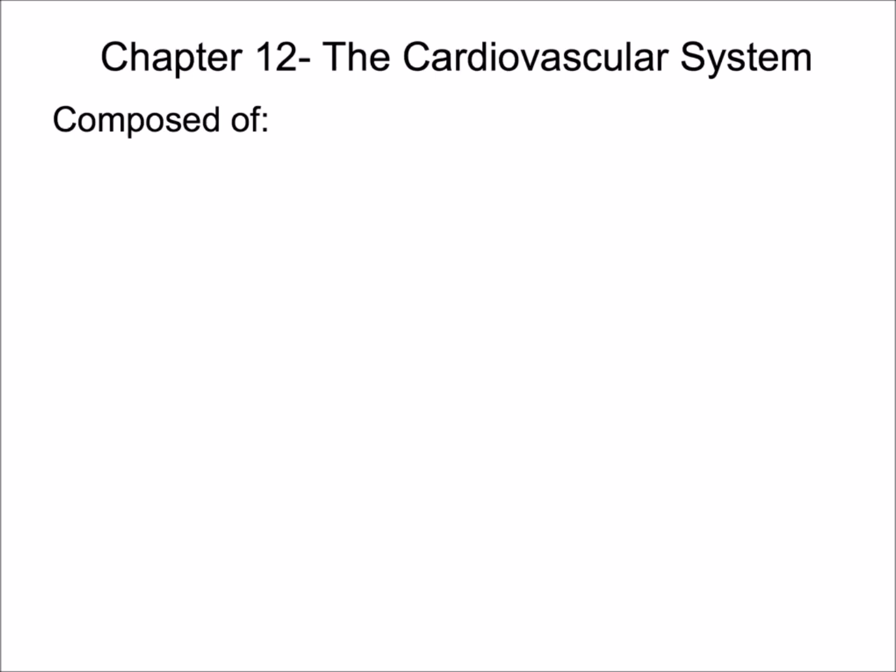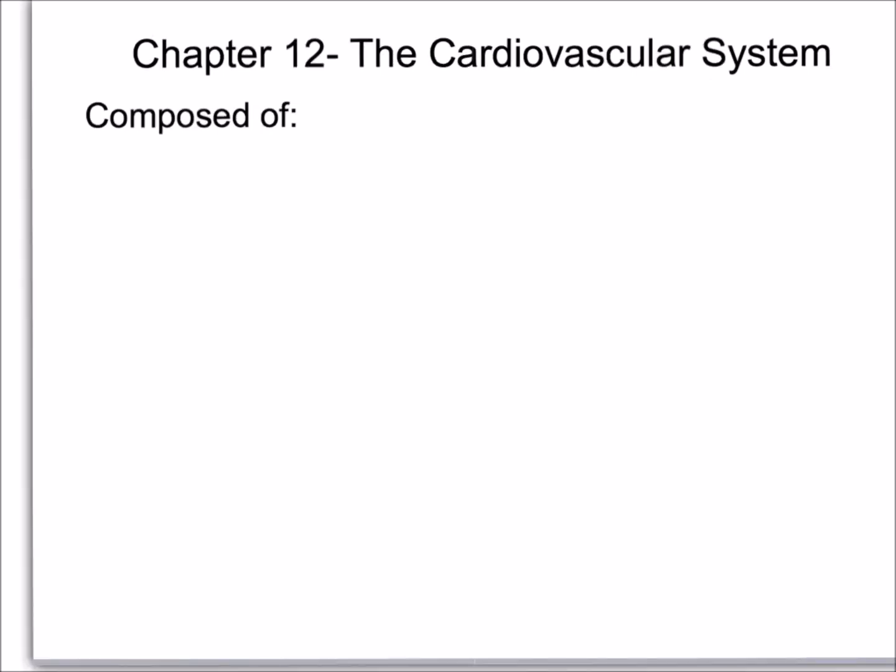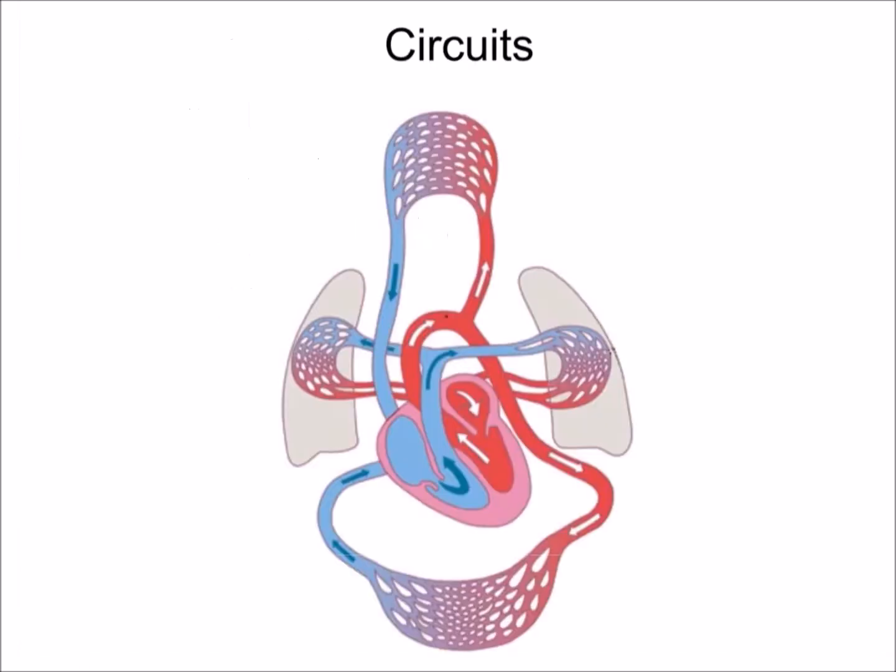So chapter 12, the cardiovascular system. The cardiovascular system is composed of the heart, blood vessels, and blood. There are two circuits in the cardiovascular system. One circuit is called the pulmonary circuit, and the other one is called the systemic circuit.